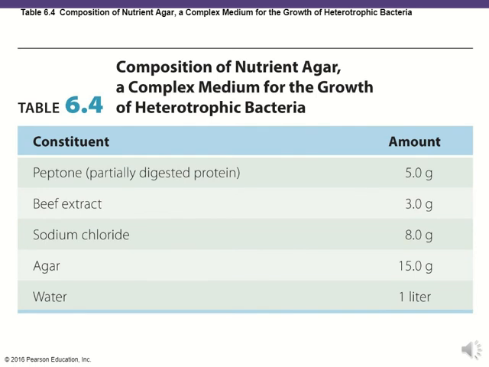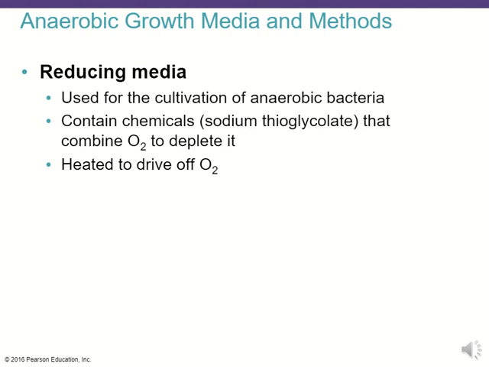Again, the media will vary from time to time, depending on the microbe. Now, for anaerobic growth media, where oxygen should be avoided, there is what's called a reducing media. It's used for the cultivation of those anaerobic bacteria, and it will contain chemicals like sodium thioglycolate that combine with oxygen to help remove it or use it up. And the media will be heated to also drive off dissolved oxygen.